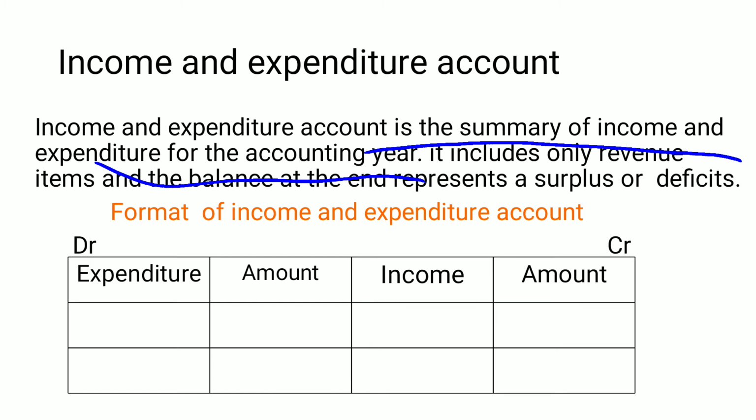In this account, we record all the expenditure on the debit side, and all the incomes on the credit side. What type of incomes, whether revenue receipt or capital receipt, we need to understand. Usually, current year revenues are recorded on the credit side, and current year expenditures are recorded on the debit side.